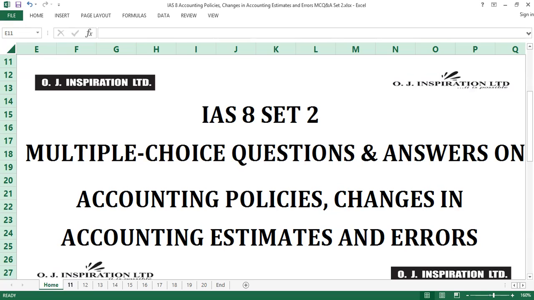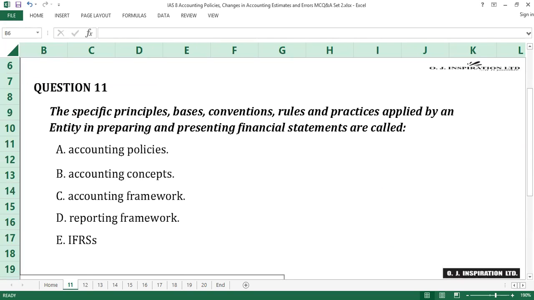Please enjoy it. Question number 11. The specific principles, bases, conventions, rules, and practices applied by an entity in preparing and presenting financial statements are called: A. Accounting policies, B. Accounting concepts, C. Accounting framework, D. Reporting framework, E. IFRSs. Time counts.